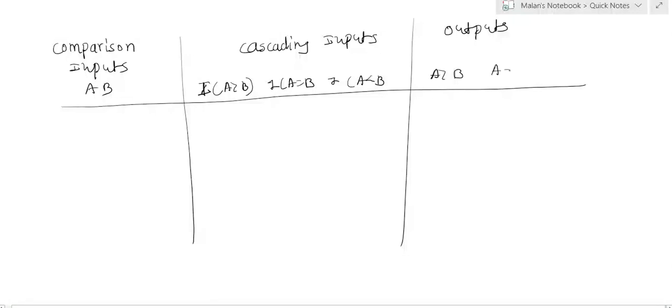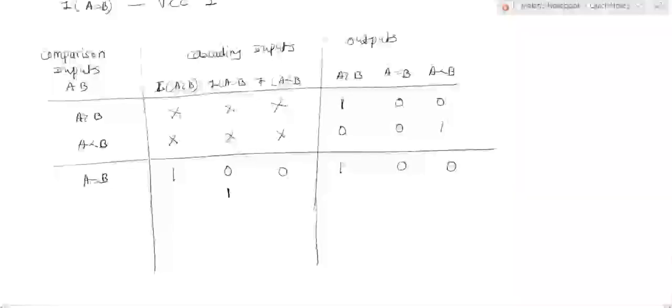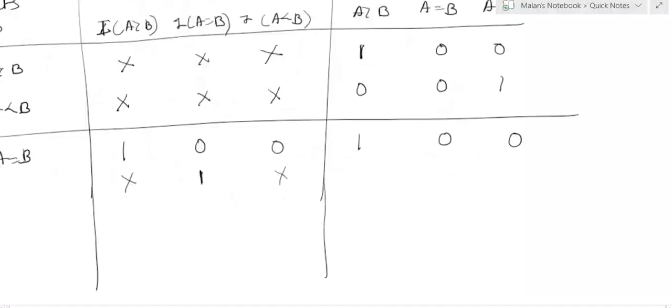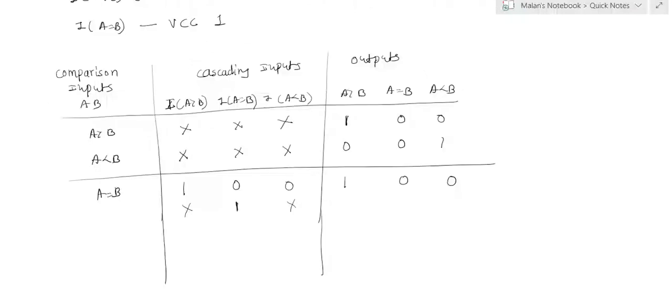Now when the comparison inputs are equal, at that time whatever the cascading inputs are given matter. When the cascading input A equal to B is a 1, then whatever the other cascading inputs are, they are don't care. Whatever the cascading inputs, they are not going to be considered. And the output generated is A equal to B.